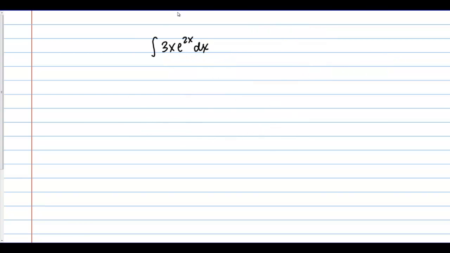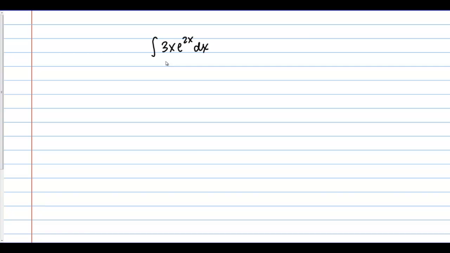In this example, we're going to evaluate the antiderivative, or the integral, of 3x e to the 2x dx. So this is a complex expression. I'm not going to just be able to use a basic antiderivative formula. I'm going to need some sort of special technique to evaluate this integral. So the first thing you might consider is u substitution, but it does not appear that that's going to be helpful in this case.